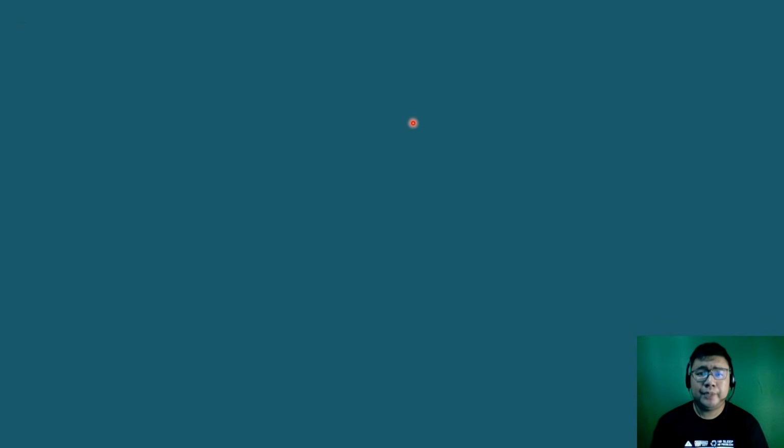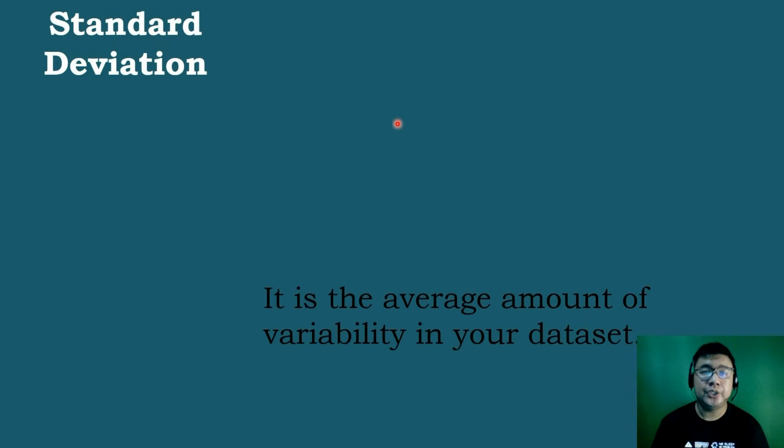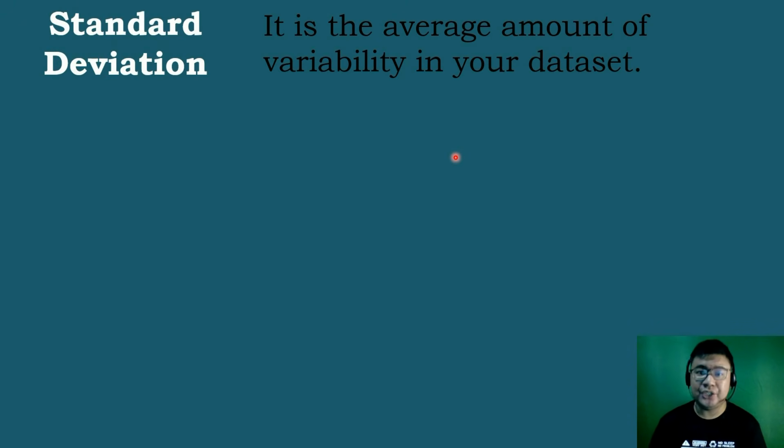Let's have the third measure of variability, which is the standard deviation. When we say standard deviation, it is the average amount of variability in your dataset. It tells you, on average, how far each score lies from the mean. The larger the standard deviation, the more variable the dataset is.